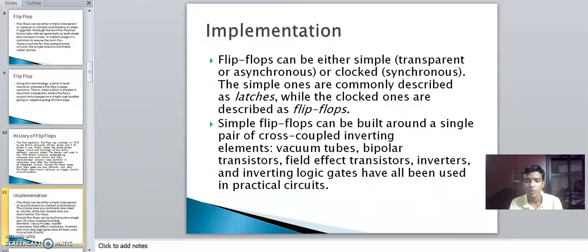Single flip-flops can be built around a single pair of cross-coupled inverting elements. Vacuum tubes, bipolar transistors, field effect transistors, inverters, and inverting logic gates have all been used in practical circuits. So these simple flip-flops can be built very easily and are most common. Vacuum tubes and bipolar transistors are mostly used for making simple flip-flops. Inverting logic gates have all been used in practical circuits, and such flip-flops made from simple items are used in all practical circuits.